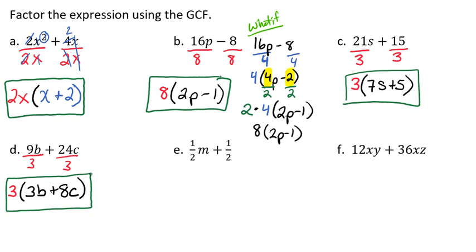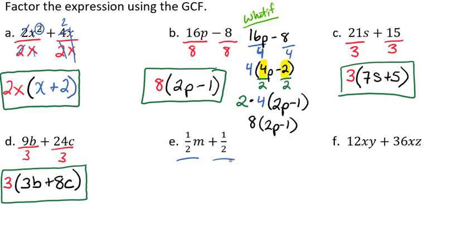Let's take a look at letter E. It's a little bit different. Here we have 1/2 times m plus 1/2. So if we look at our two terms, 1/2 m and 1/2, we want to know what they both have in common. And in this case, they both have a 1/2 in common. So we're going to take out a 1/2. If I take out a 1/2, I'm going to be left with an m plus a 1. And that's going to be my fully factored expression.